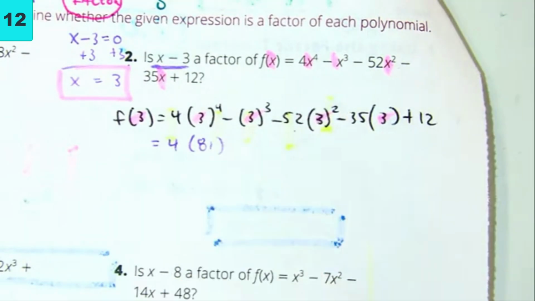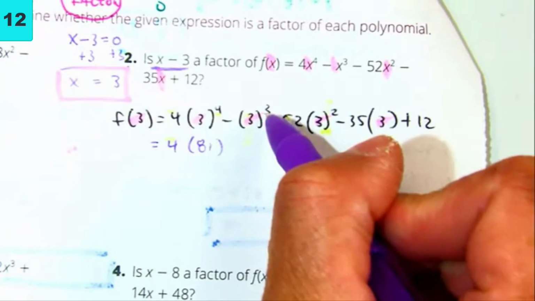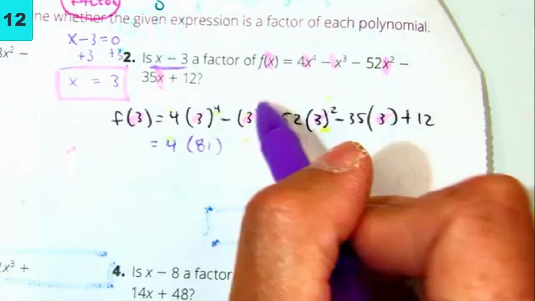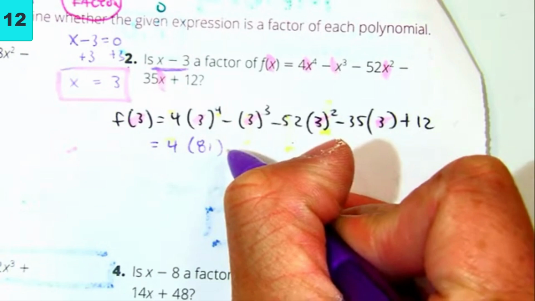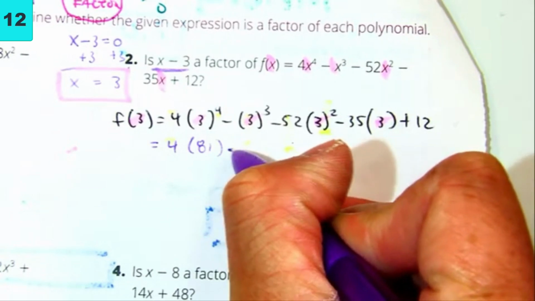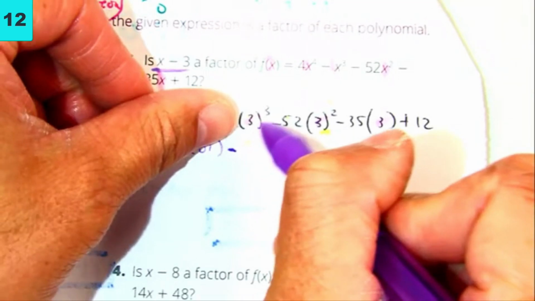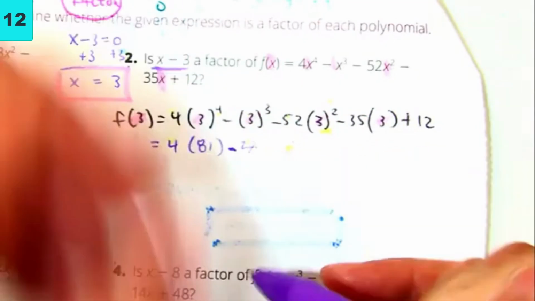Remember, what do you do first? Exponent. So this is 3 to the 3rd power, which is what? And then you multiply it by negative 1. What do you get? Negative. So you're doing 3 to the 3rd power, and then the opposite of that, which is negative 27.